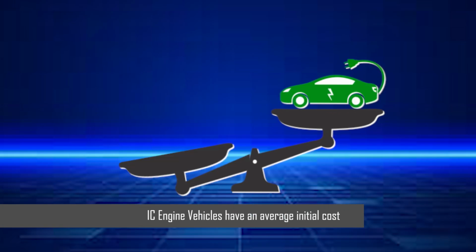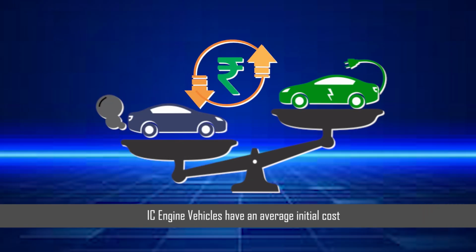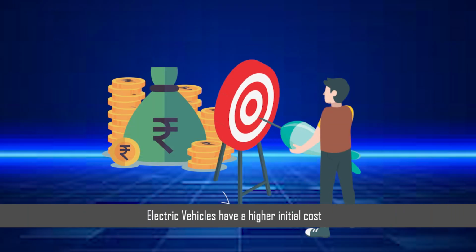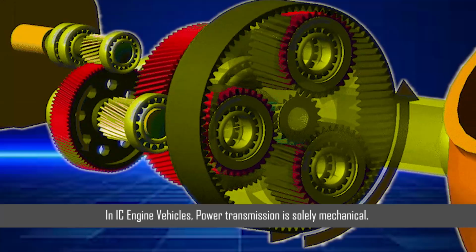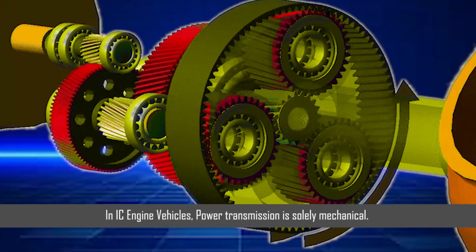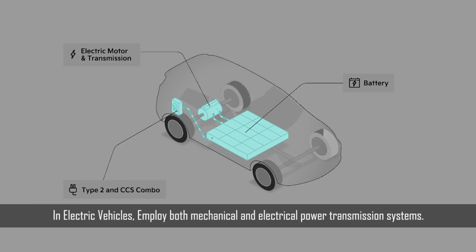Capital cost. IC engine vehicles have an average initial cost. Electric vehicles have a higher initial cost. Power transmission. In IC engine vehicles, power transmission is solely mechanical. In electric vehicles, both mechanical and electrical power transmission systems are employed.